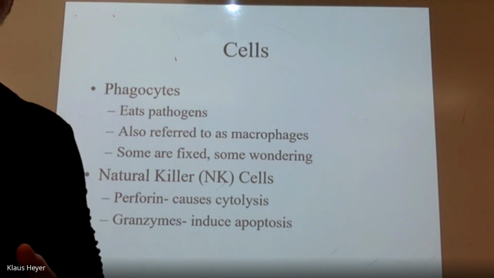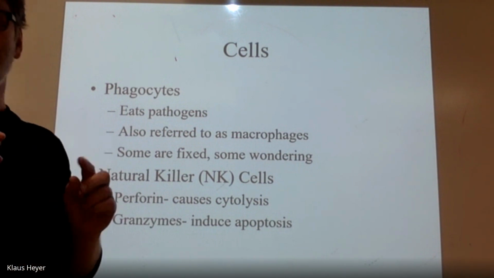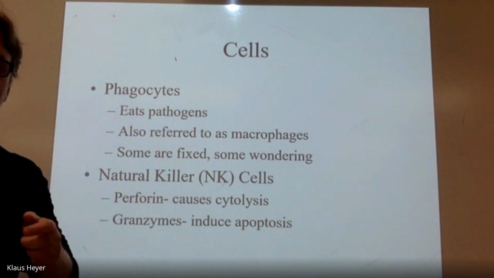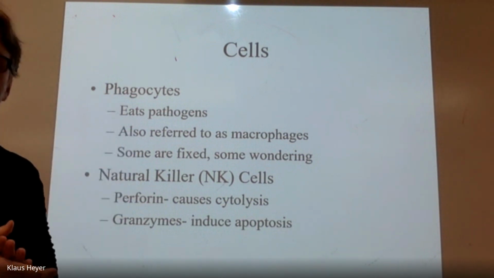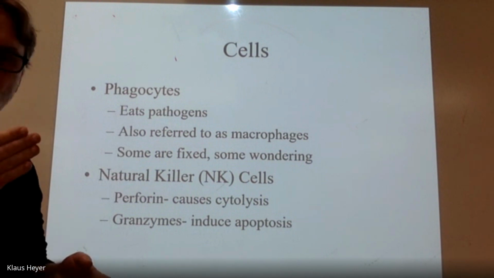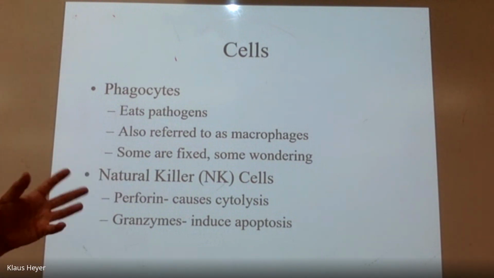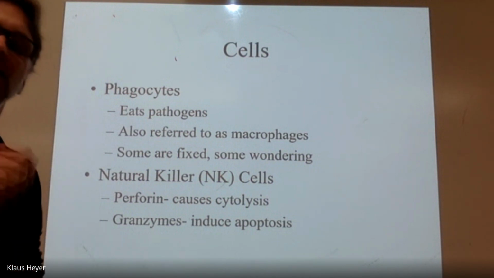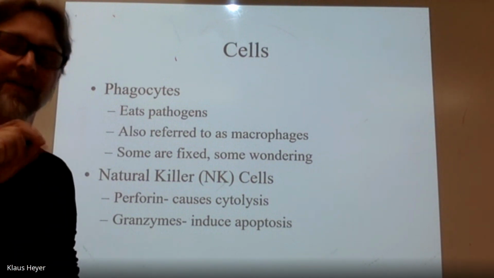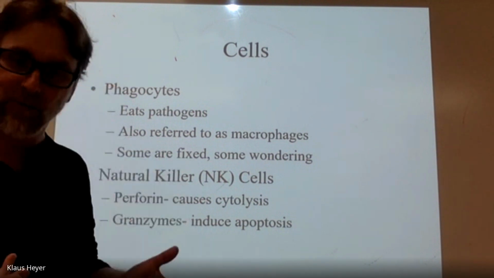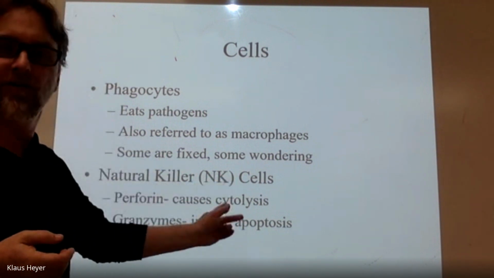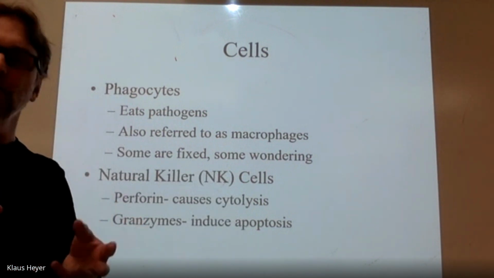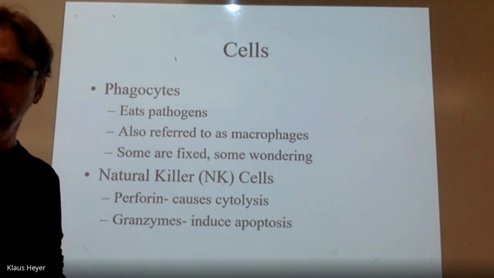One's called perforin. If you think about perforated paper, what is perforated paper? It's got a bunch of holes in it, so you can tear the paper at the holes. That's what perforations are, little holes. And that's what natural killer cells can do. They can release a protein called perforin, and it punches holes in the pathogen and makes everything leak out. We call that cytolysis. So you're breaking the cell open, and that's perforin.